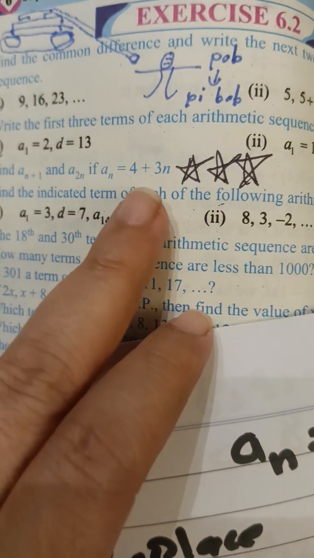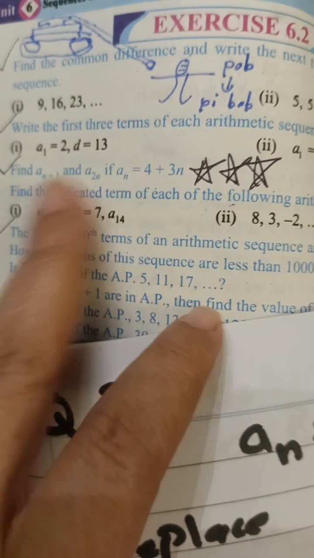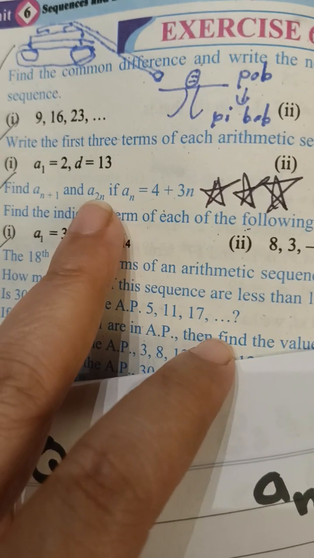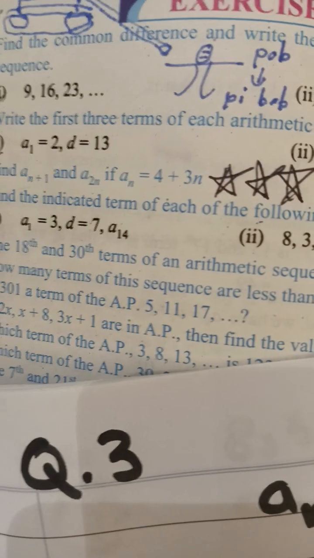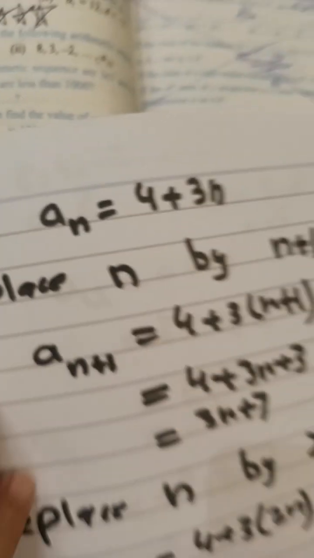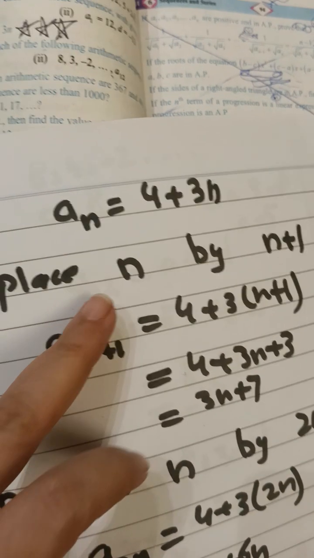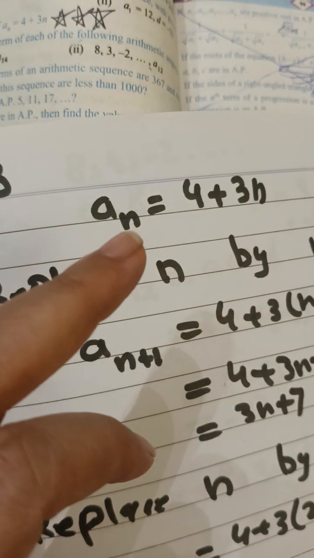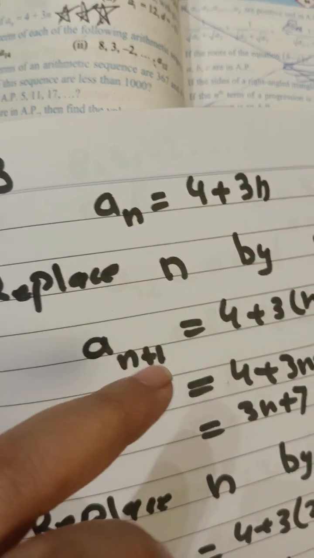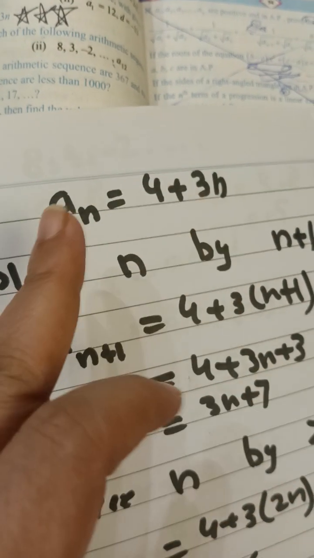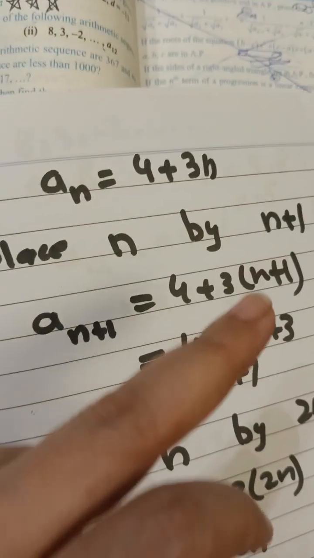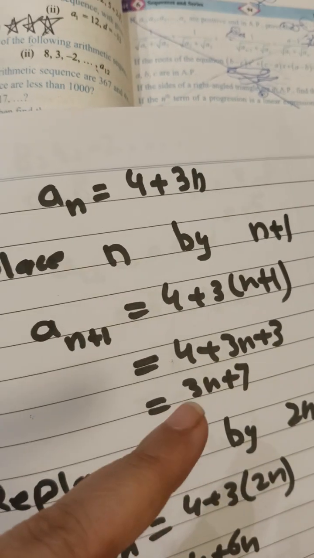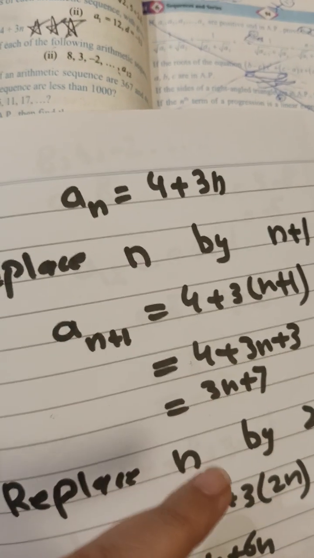Here an is given. An represents 4 plus 3n, and they want to find an plus 1 and a2n. If you want to find an plus 1, here in an we will replace n by n plus 1, from the left hand side and also from the right hand side. Simplify it and we will get an plus 1 as 3n plus 7.